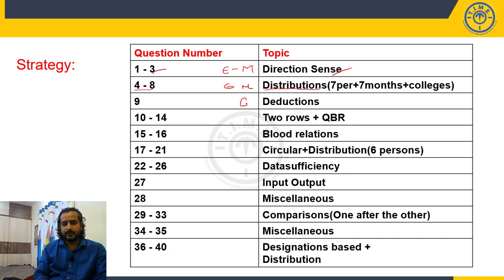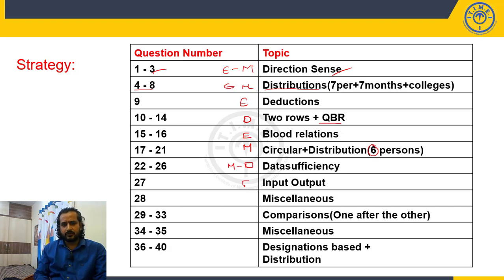Deductions, easy will be given. 2-row QBR, yeah, this may be difficult. 2 rows as well as some QBR values, so it may be difficult. Blood relations, we know easy. Circular distribution and only with 6 persons, so moderate level of difficulty. Data sufficiency, moderate to difficult it may be.